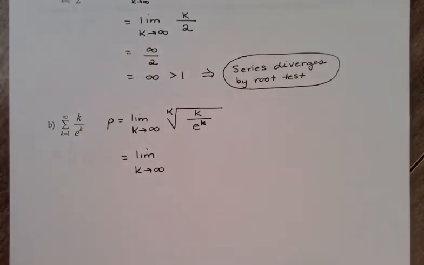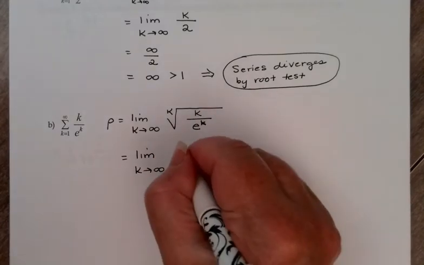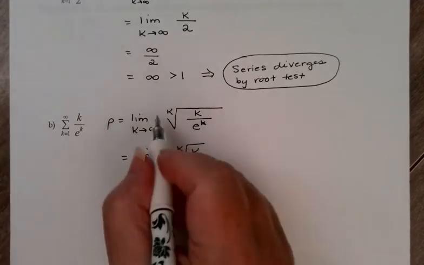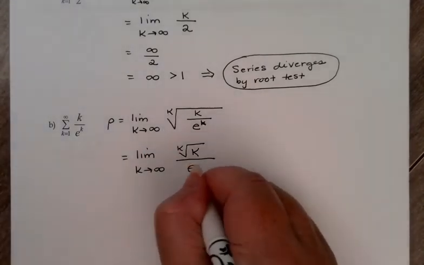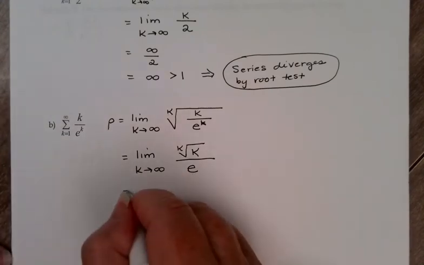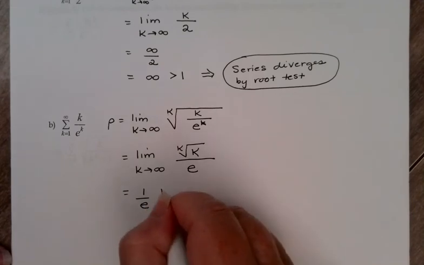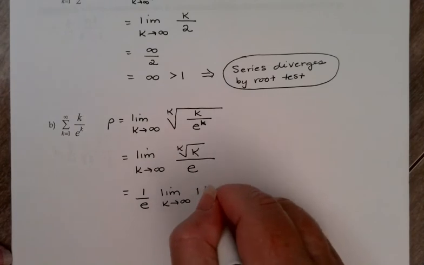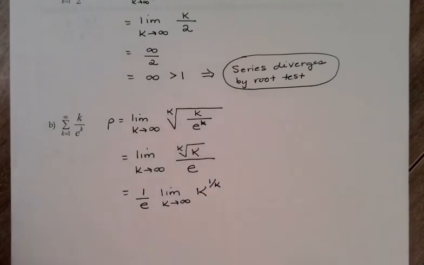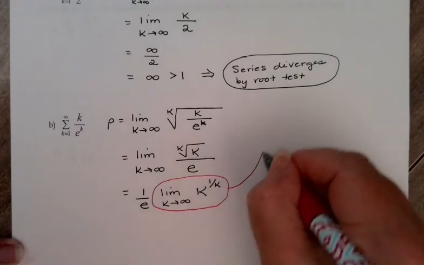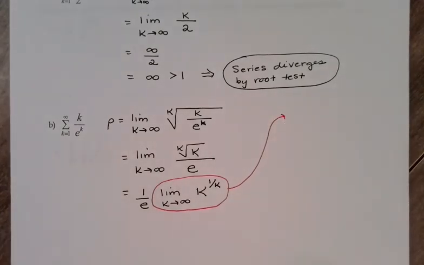Now the top doesn't come out quite as well this time. Kth root of k I'll just leave there for now, but the bottom comes out really well. The kth root of e to the k would just be e. This e in the denominator, I'm going to pull that out in front of my limit. And the kth root of k could also be written as k to the 1 over k power. I'm going to take this limit and do it off to the side here, and then we'll finish out once we have it.